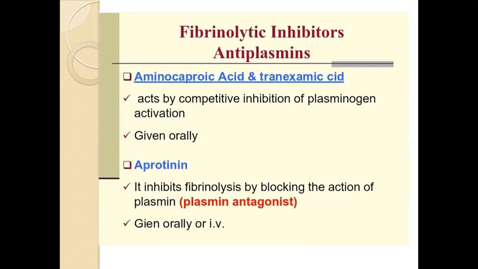Fibrinolytic inhibitors, antiplasmins: aminocaproic acid and tranexamic acid. These are antiplasmins. They act by competitive inhibition of plasminogen activation. These are given orally.